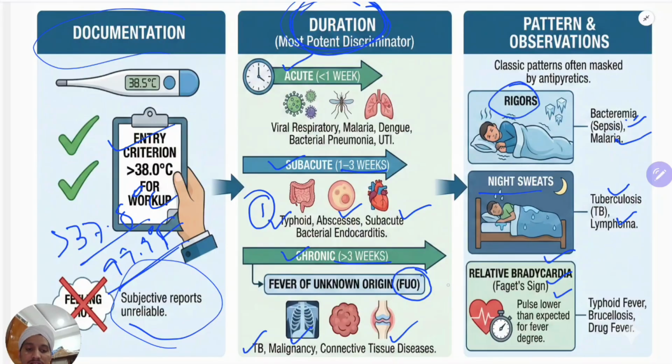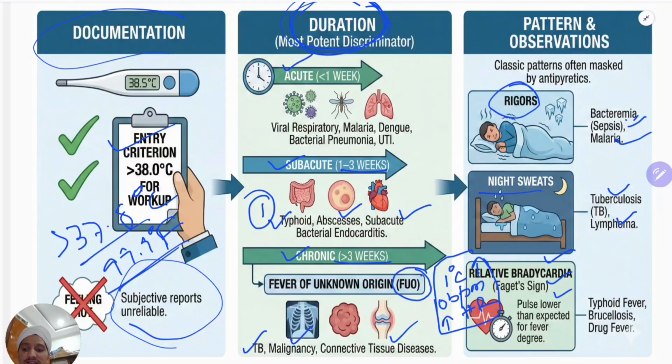Remember one thing: for every 1 degree Celsius rise in temperature, there is a 10 beats per minute increase in the heart rate. If it is not like that, then it is considered relative bradycardia. Similarly, there is relative tachycardia, but that is not our topic here. So relative bradycardia is a sign.